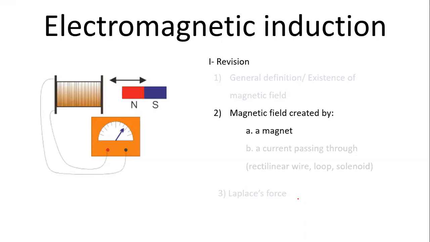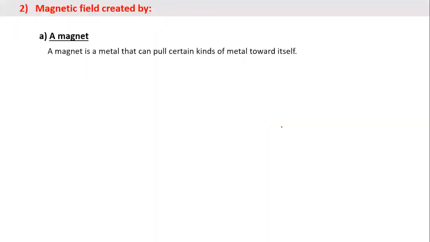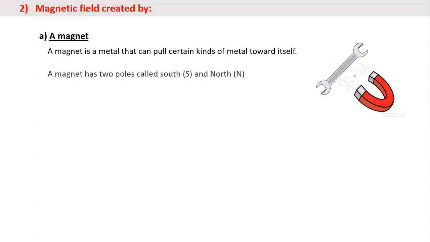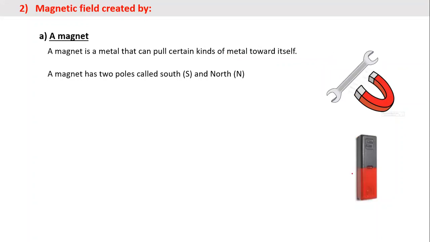Part 2, the magnetic field B can be created by how many methods? I can have a magnetic field using a magnet. So what is a magnet? First, a magnet is a metal that can pull certain kinds of metal towards itself. Here, this is a magnet. It can pull certain metal, and it has two poles, which are the south and the north.